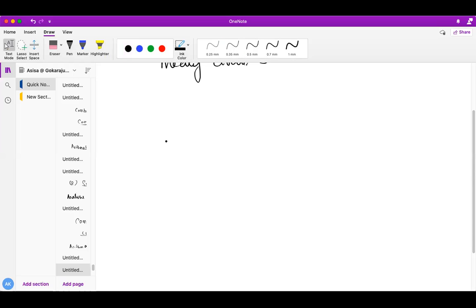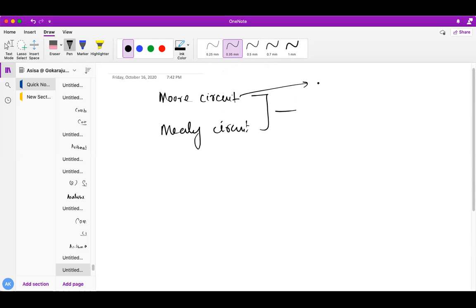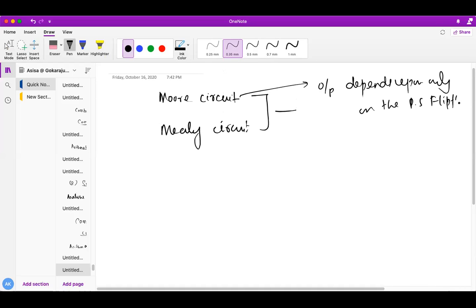The Moore circuit output depends only on the present state. In the Moore circuit, the output depends only on the present state of the flip flop. But the Mealy circuit output depends upon the present state of the flip flop as well as the input.